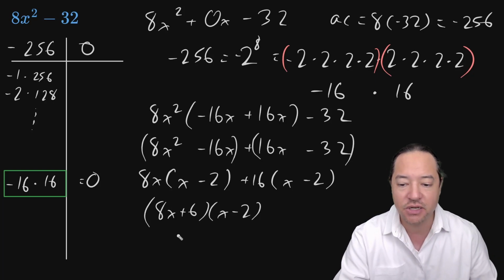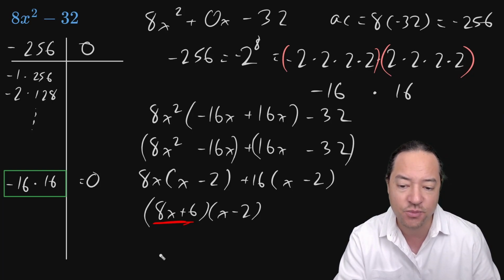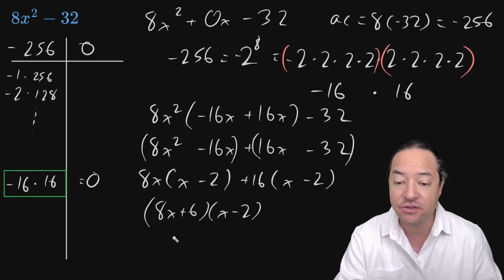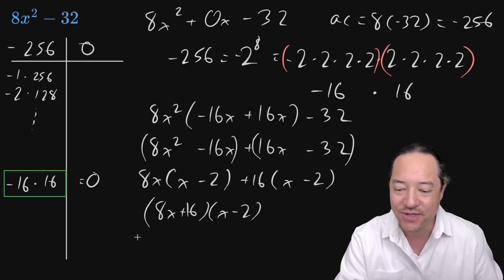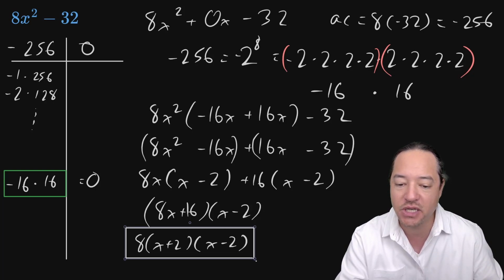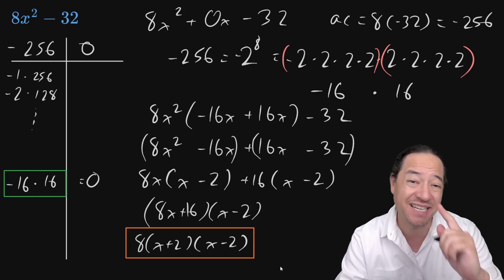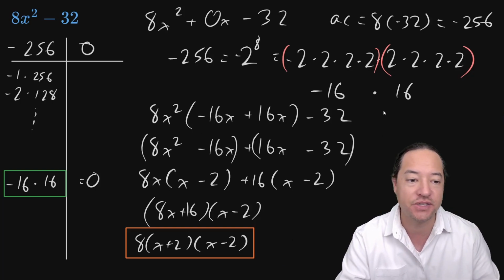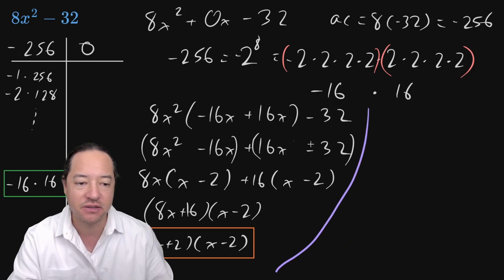So that works. But notice I can factor out a 2 from here as well. So if I factor out a 2 from here, oh, sorry, this is a 16. Okay, I can factor an 8 out from there. So this will actually be 8 times x plus 2 times x minus 2. And so this will be sort of the final form there. But notice I actually could have gotten that quite a bit faster if I wanted to. All right, let's find a way to do this a little bit faster.